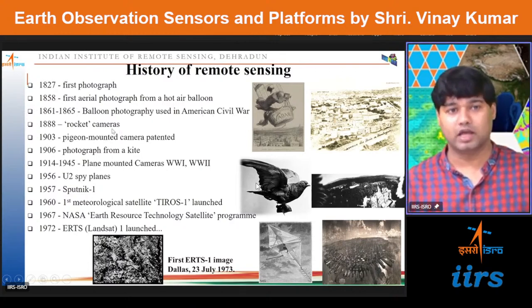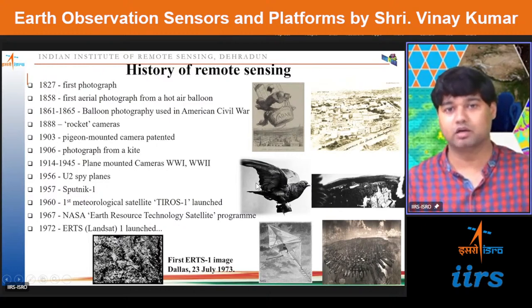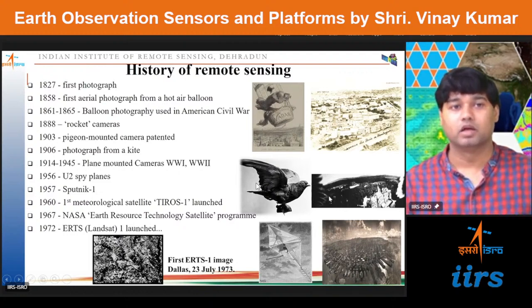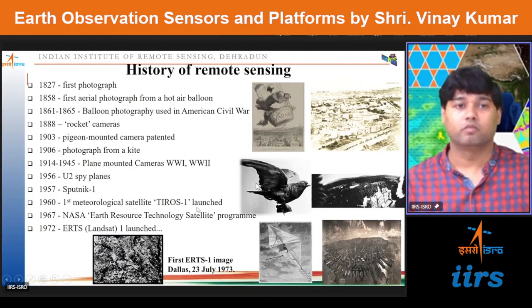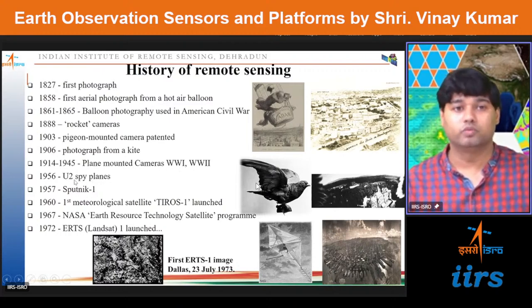Then rocket cameras were patented, and then a pigeon-mounted camera was patented in 1903. You can see here how the cameras are mounted on the pigeon, and the photographs taken from the pigeon are with wings. Then in 1906, a photograph from a kite was taken. Then 1914 to 45, when the aeroplane was invented, it was used during World War One and Two. Then in 1956, the U-2 spy plane was made.